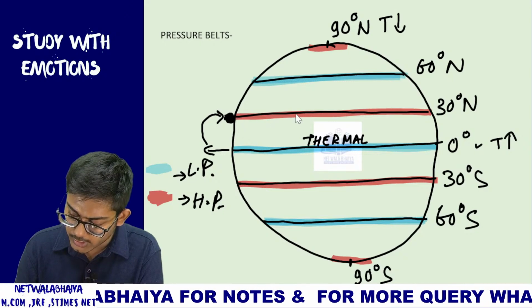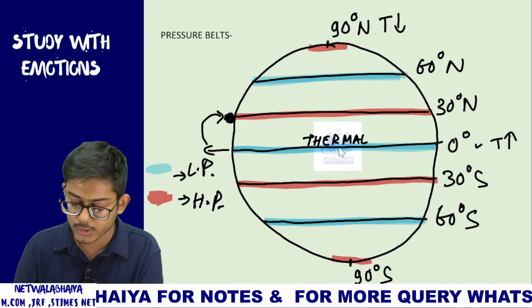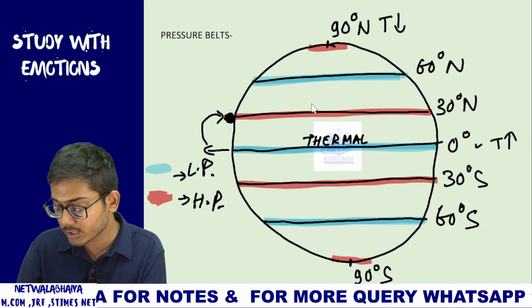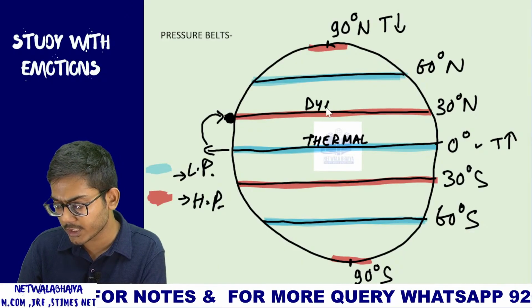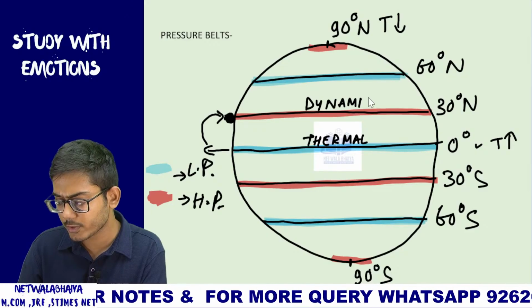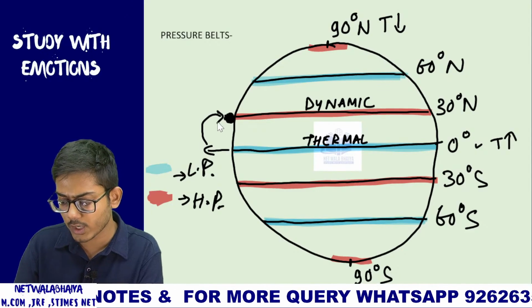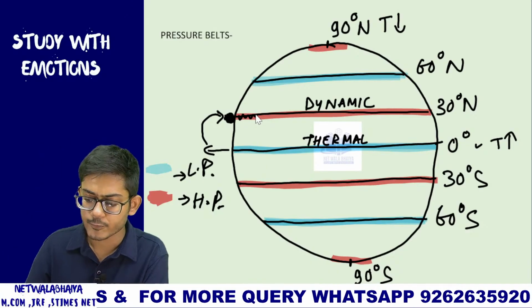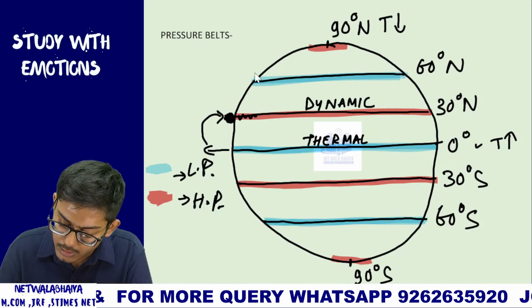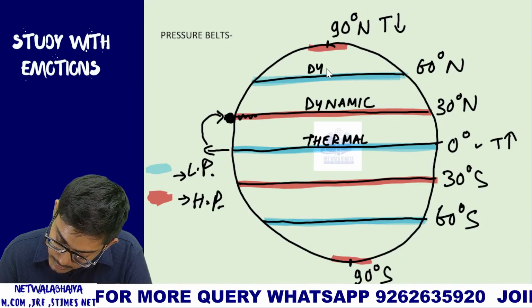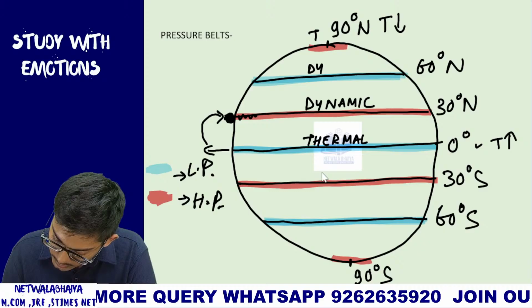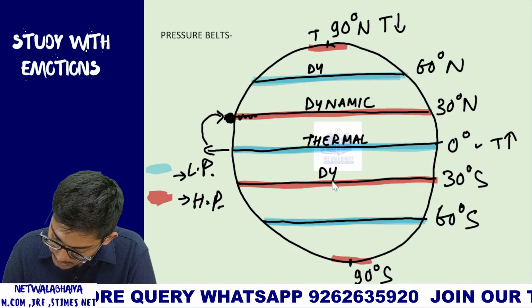Now but this high pressure, why is this formed? This low pressure was formed because of thermal reasons, but this high pressure is formed because of dynamic reasons. Temperature doesn't play much of a role here. This is because the air rose up from this part and came and settled here, that is why high pressure forms here. So this is a dynamic reason. Similarly, this low pressure is because of dynamic causes. This high pressure is again because of thermal causes. This high pressure is again because of dynamic causes.